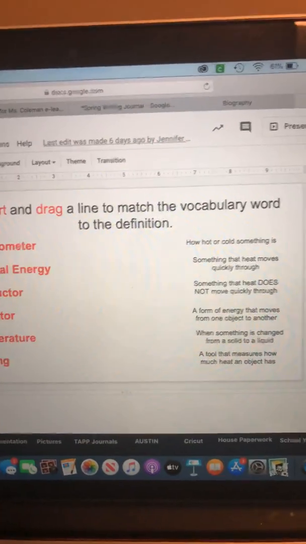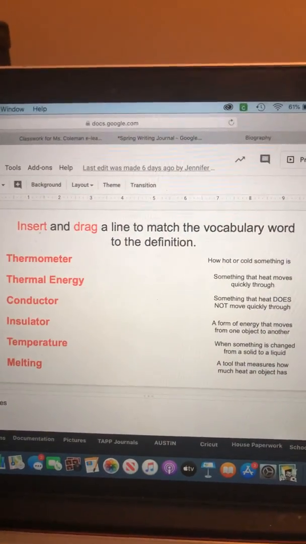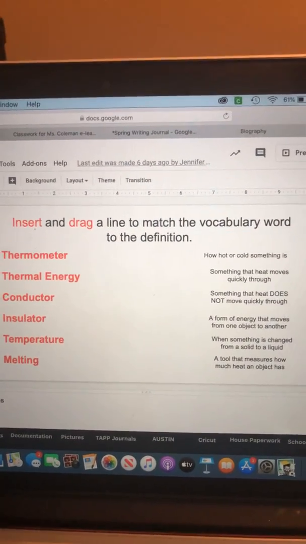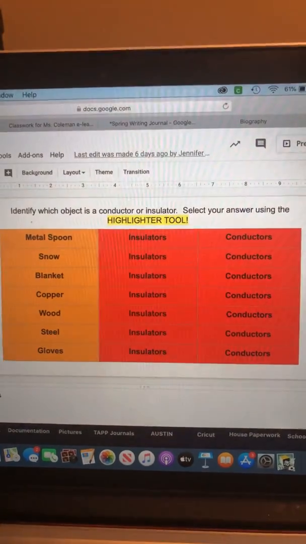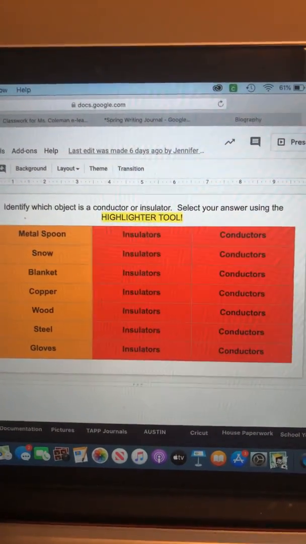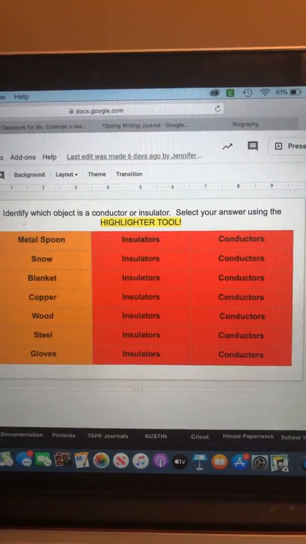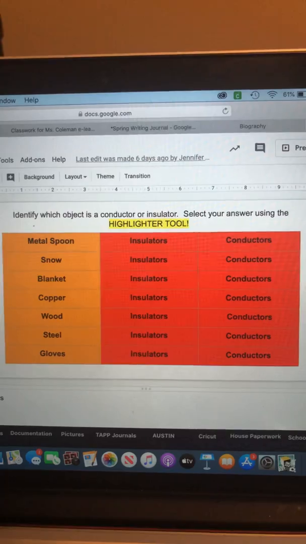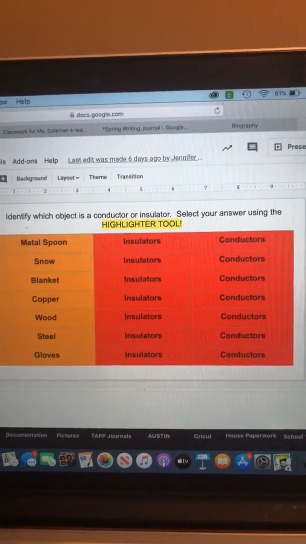All right, so this is what you have to do for the third slide. Remember, you can always pause this video and you can even go back in the video if you need to hear it again. All right, so on this fourth slide, you have to identify which object is a conductor or an insulator, and you select your answer using the highlighter tool.